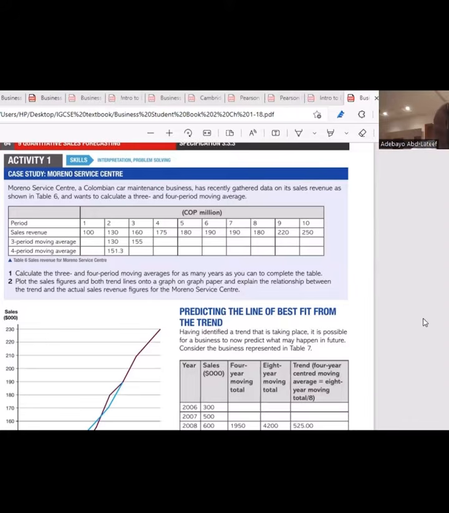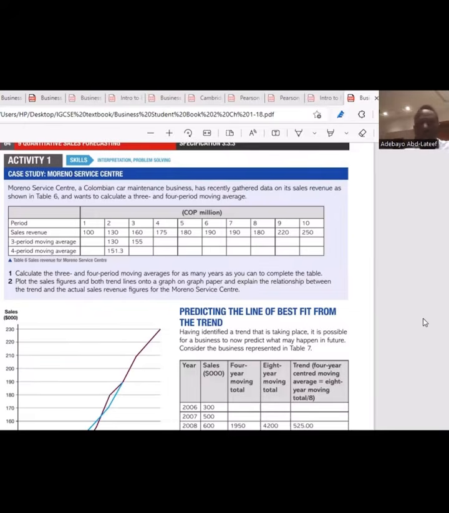That's 465 divided by 3. No, sorry, it's 155. Yes, 155. That's for year 3, the third period moving average.